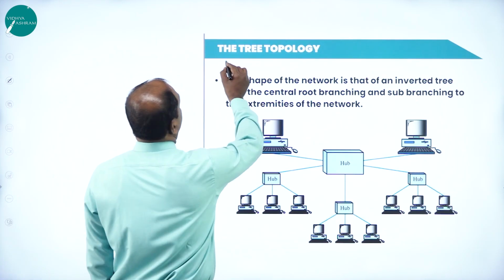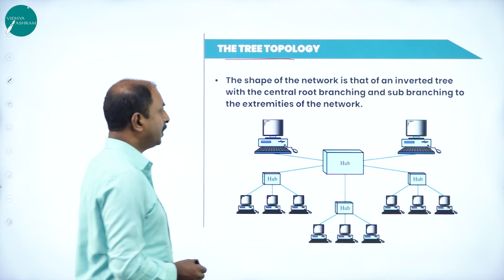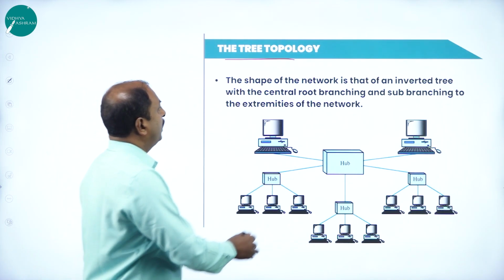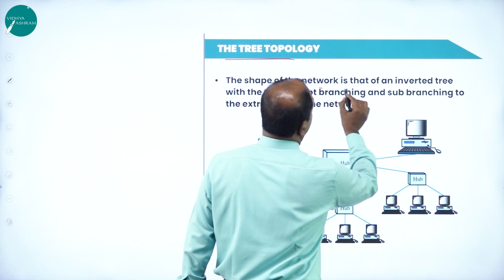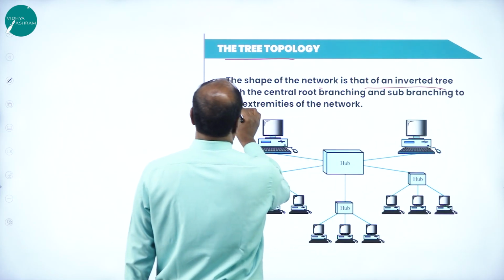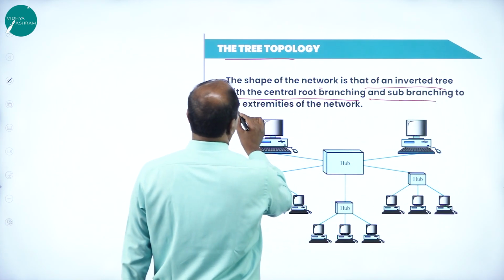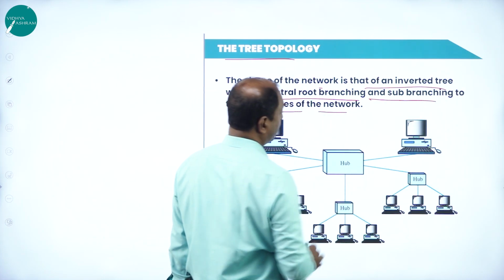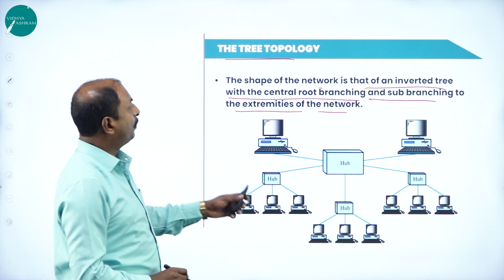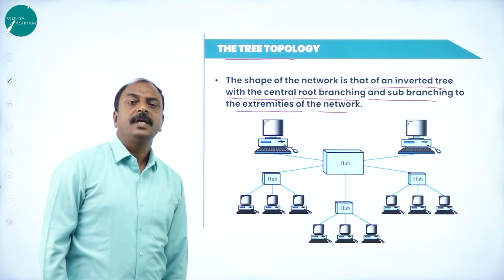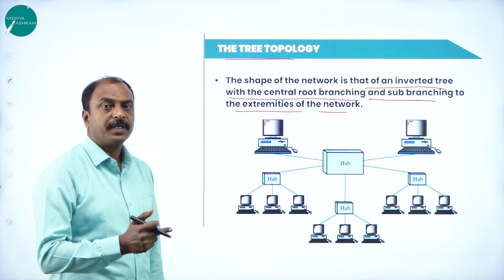Next concept is tree topology. Here, look at the tree topology. The shape of the network is that of an inverted tree with the central root branching and sub-branching to the extremities of the network. So it is just like a tree. Here, the network looks like an inverted tree.